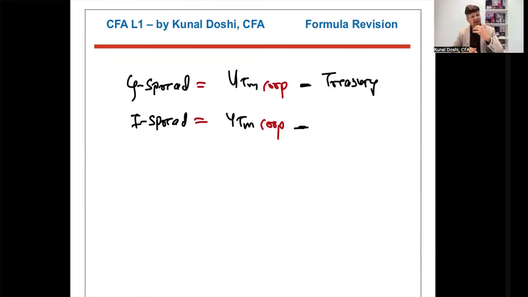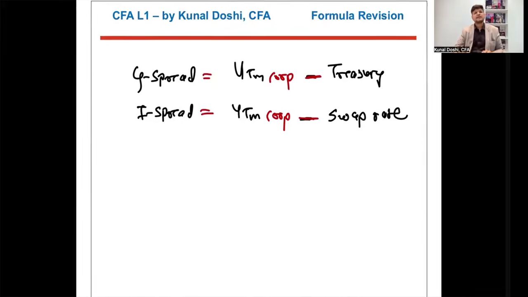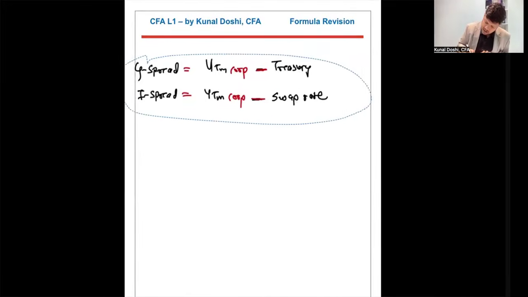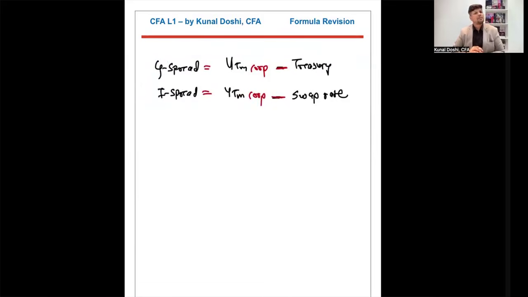Why treasury? Because it's a government spread, G spread. And here we use the swap rate. Swap rate, everyone, is the interbank rate. In the past, we used to take LIBOR, right? Now you can take any other reference rate, which is also called market reference rate. So that is a swap rate. I spread is also called interpolated spread. That's why it's called I. Understood, everyone?